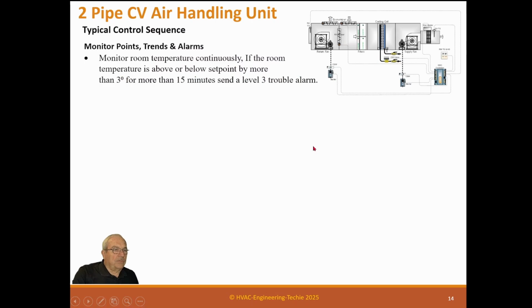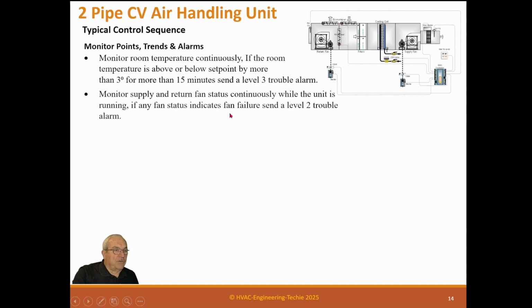Typical control sequence alarms. Monitor points, trend alarm, monitor room temperature continually. If the room temperature is above or below set point by more than 3 degrees for more than 15 minutes, send a level 3 trouble alarm. Monitor supply and return fan status continuously while the unit is running. If any fan status indicates fan failure, send a level 2 trouble alarm.